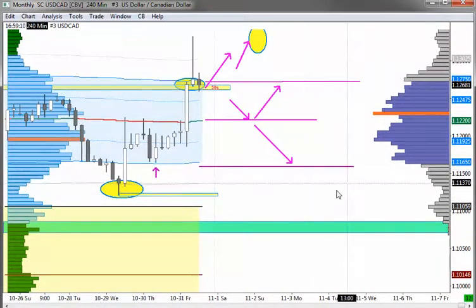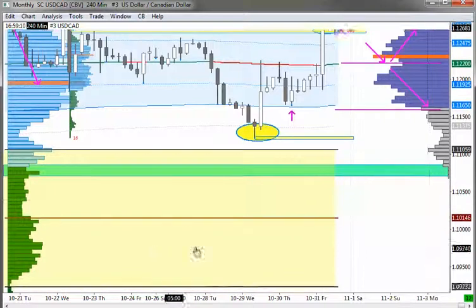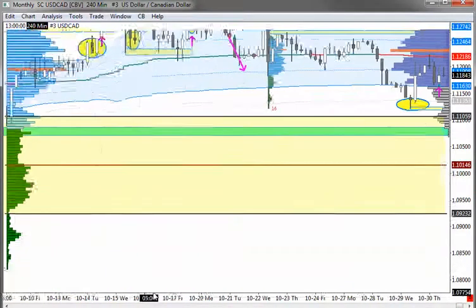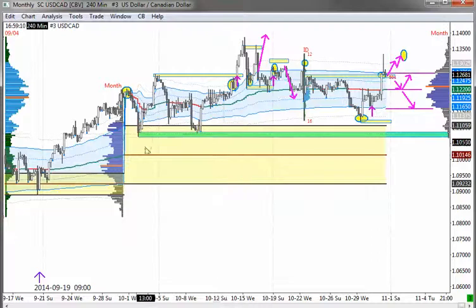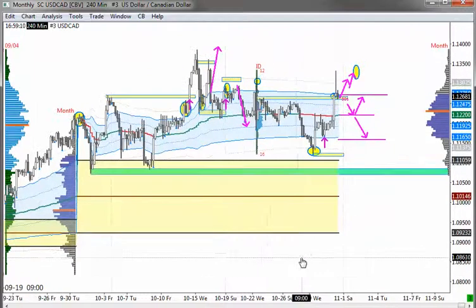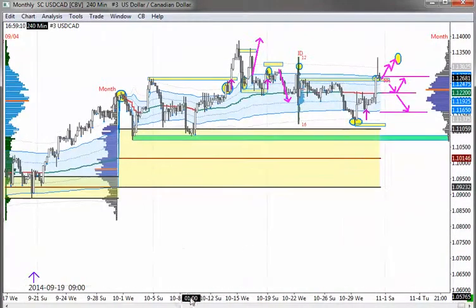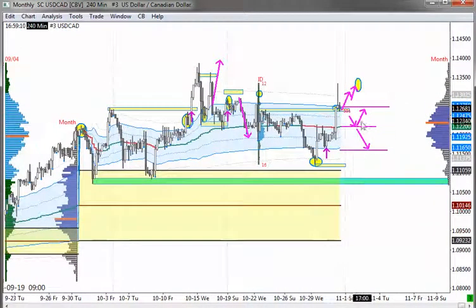Now, going on the previous month, we did not get a lot of activity in September's value area in October. So we'll have to continue to monitor.